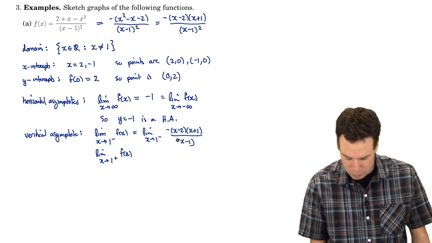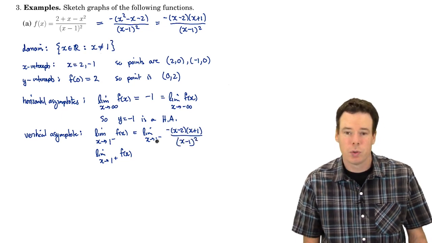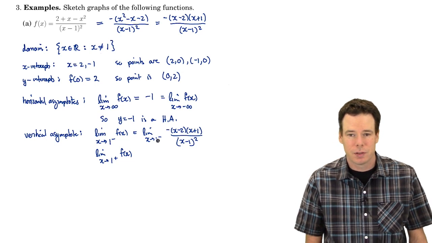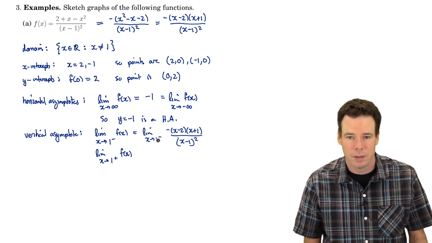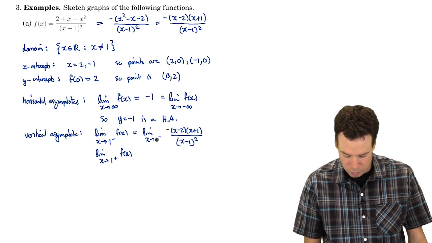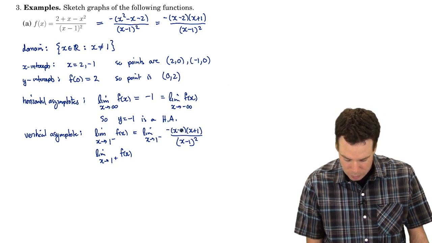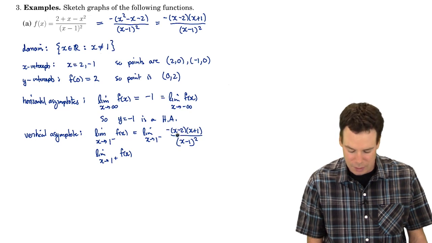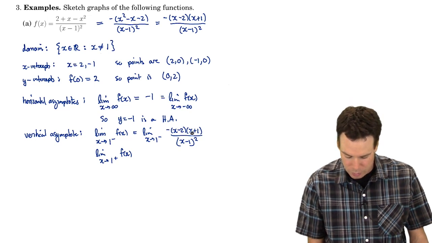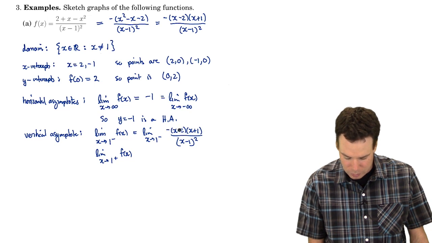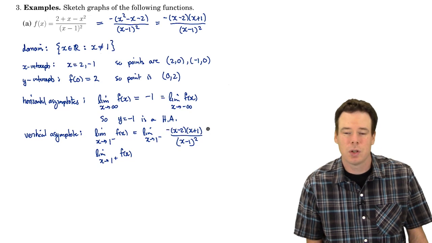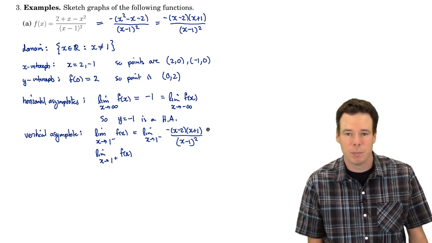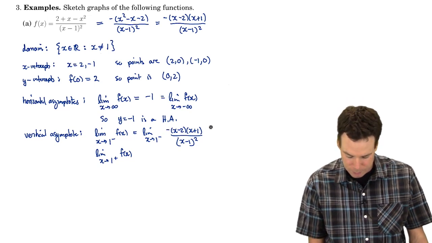x minus 1, all squared. So as we head towards 1 from the left, this means our values of x are smaller than 1 and getting closer and closer to 1. So we're always smaller than 1. So what's x minus 2? Well, that's going to be roughly negative 1. What's x plus 1? That's roughly 2, so that's a positive 2. That's a negative 1 plus another negative. So the top is going towards a non-zero positive number.